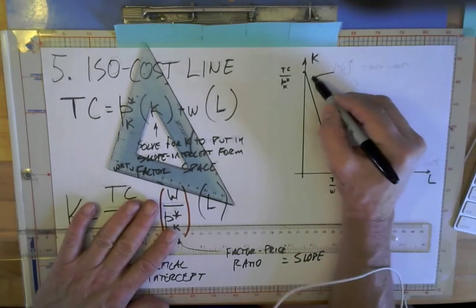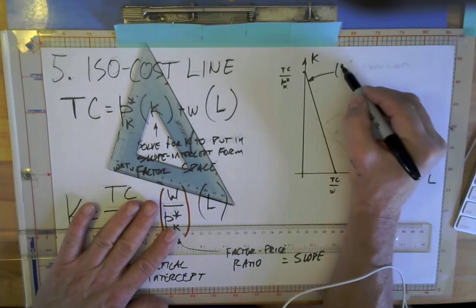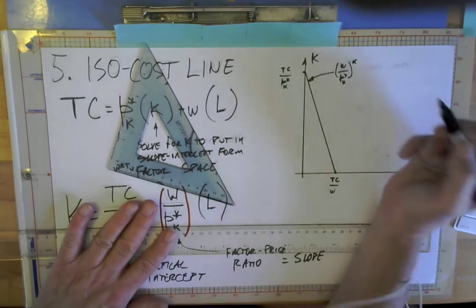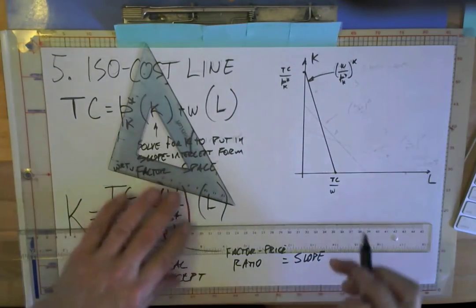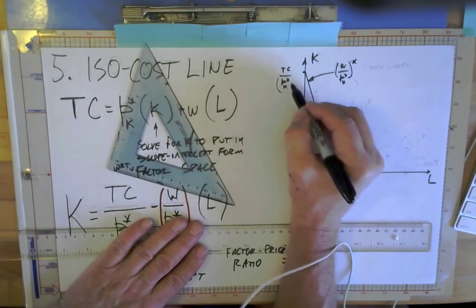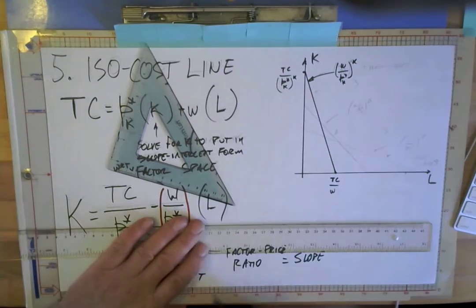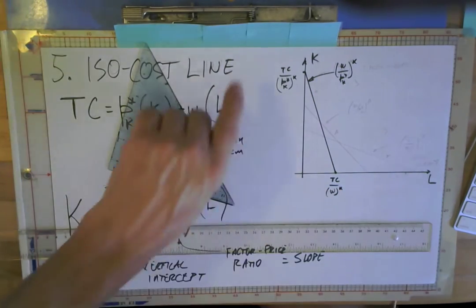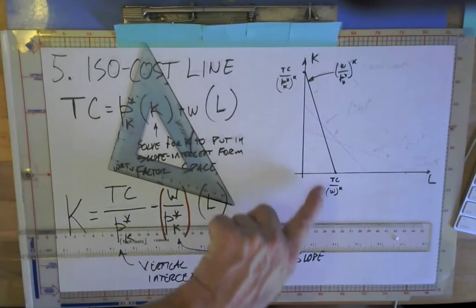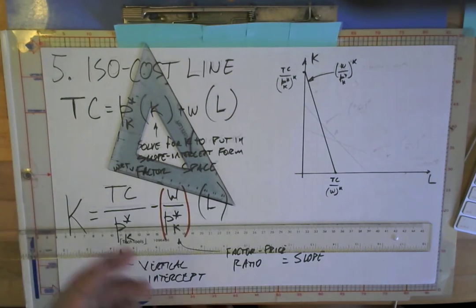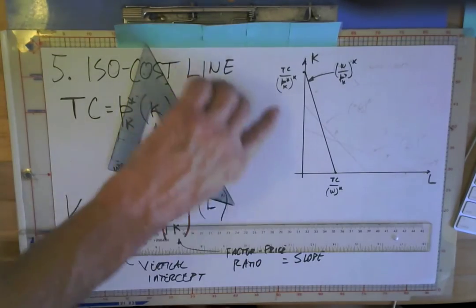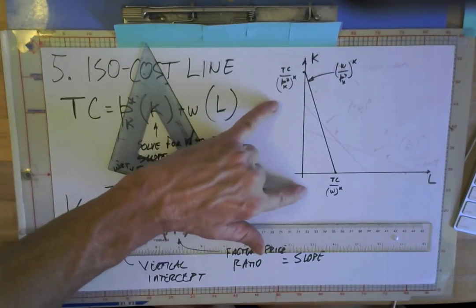This is going to be the slope, W over PK star alpha, for the particular value of alpha. This is the price of capital alpha, and this is the wage rate alpha. So the slope is equal to the factor price ratio, W over PK star alpha, and the intercepts are equal to the total cost divided by the factor input prices.